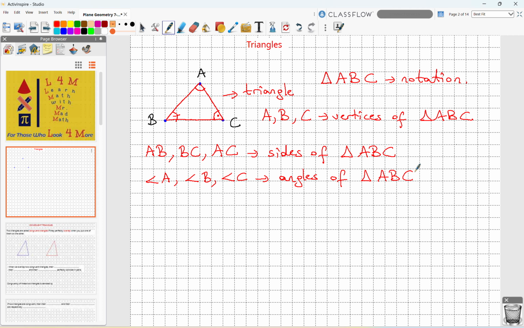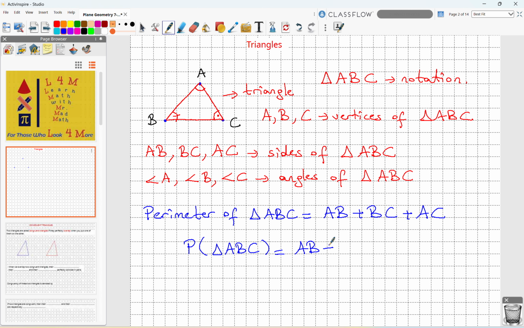Okay, and lastly, I want to talk about the perimeter of triangle ABC. The perimeter of triangle ABC is the sum of the lengths of its sides. So, that's AB plus BC plus AC. In the future, for the perimeter of triangle ABC, I will use this notation: perimeter of triangle ABC is equal to AB plus BC plus AC.